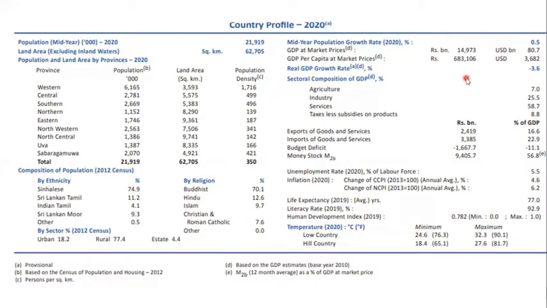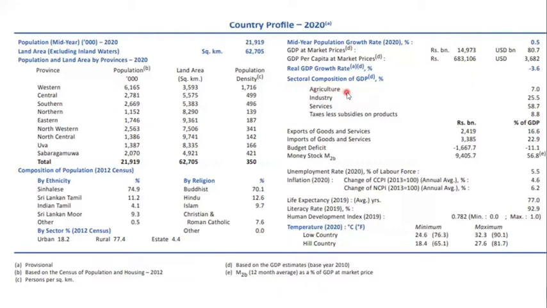Also, as of the 2012 census, most people are recorded from rural areas, which is above 77%. Urban population is more than 18%. Also, the estate population is estimated at 4.4% of the total population.